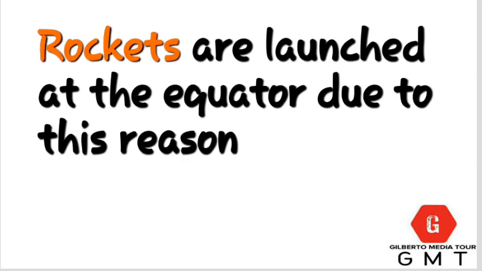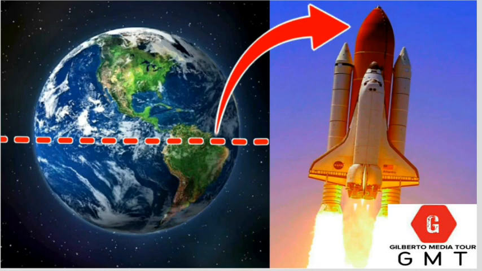Rockets are also launched at the equator for this reason. Most rockets are launched at the equator because there is less weight there, and the centrifugal force is high, so it will push the rocket into space easily. This is the reason.